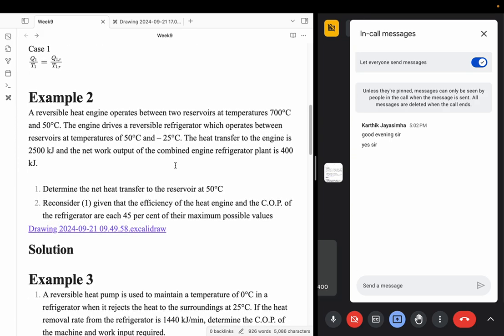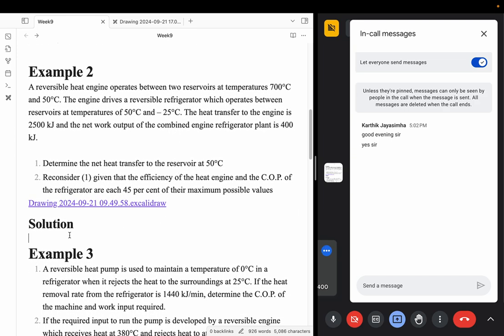Okay. So if it is clear, we'll move on to the next problem. The next one is a combination of two different cycles. So you have a heat engine operating between two reservoirs at 700 Celsius and 50 Celsius. And whatever is the work output from the heat engine, you are using that work partially to power a refrigerator, which operates again between the 50 degrees Celsius reservoir, the same as the heat engine one, and a minus 25 Celsius reservoir.